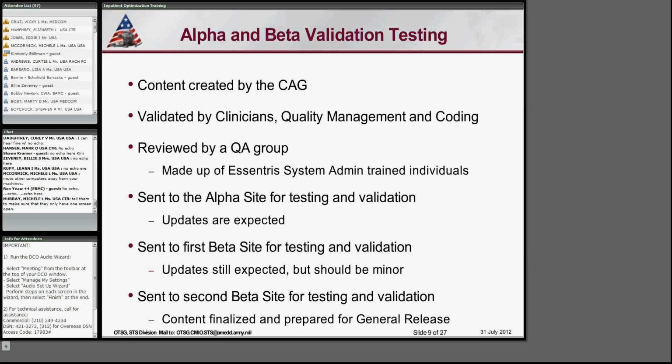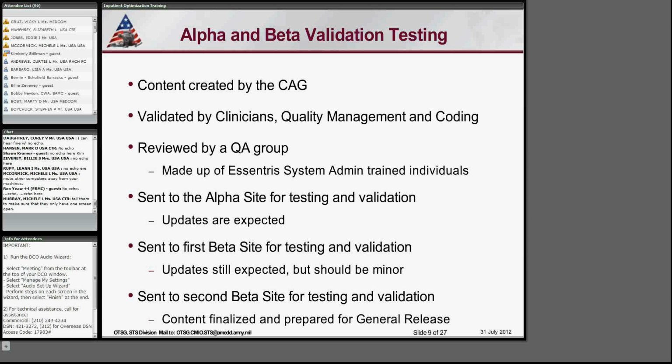When we pull a note together, we mostly follow the configuration guide, but just like you do at your facilities, we get clinicians, or a group of clinicians, who prefer to see a note in a different way. So we may go outside of that configuration guide to meet the needs of that group for workflow or whatever the need is. Once all of that's done, it goes to our first alpha site.